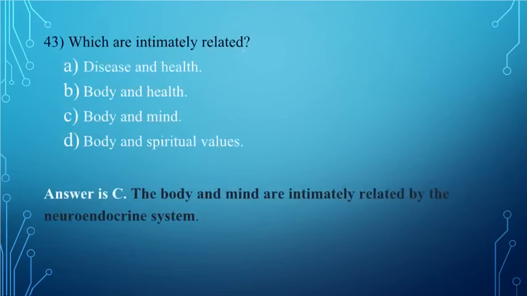43. Which are intimately related? Disease and health. Body and health. Body and mind. Body and spiritual values. Answer is C. The body and mind are intimately related by the neuroendocrine system.